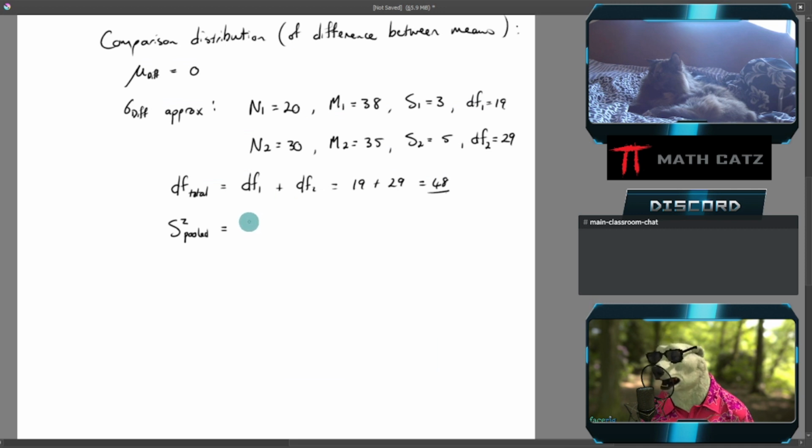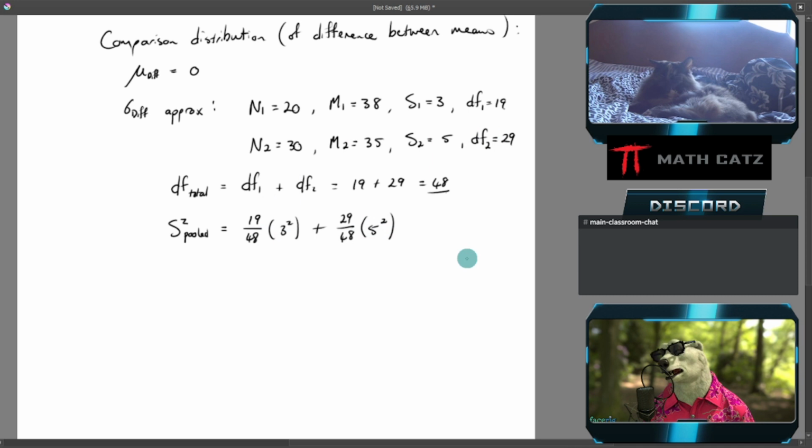So the first sample has a degree of freedom of 19. So it has a weight of that fraction that it contributes. And I'm going to multiply that by, I'll write here, 3 squared, the standard deviation estimate squared. And then the second sample will have a weight of its degrees of freedom over the total. And I'm going to multiply that by its variance estimate squared.